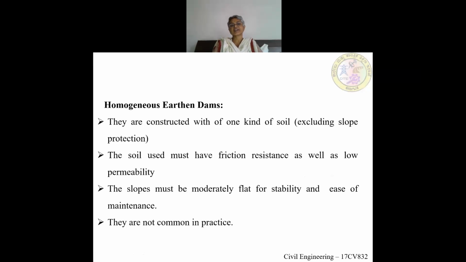If the permeability is more, then water will seep through and carry away the materials and cause failure of the dam. So the permeability of the soil should be less, and it should have friction resistance for stability. The slopes must be moderately flat for stability, so that it is easy to maintain. The homogeneous earthen dams are also not common in practice.